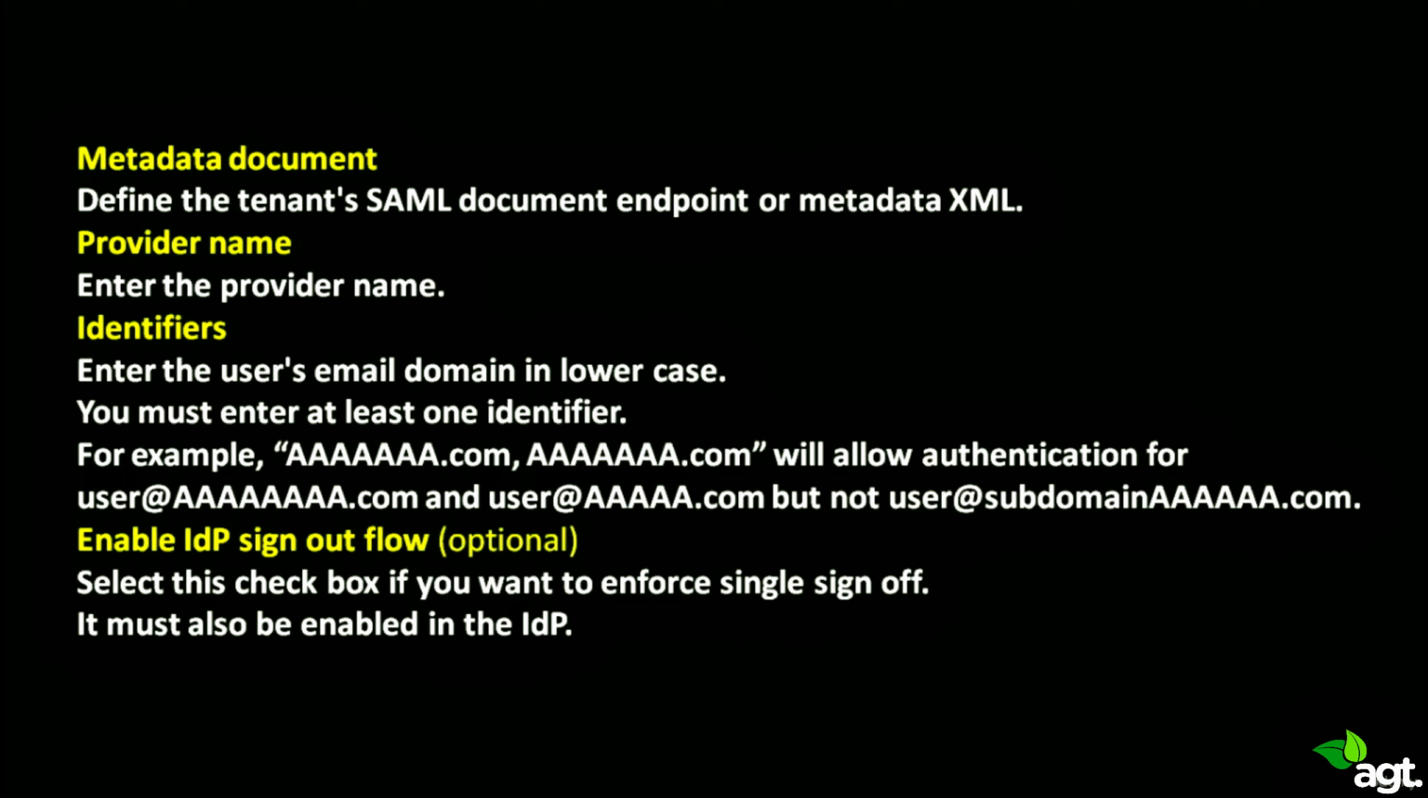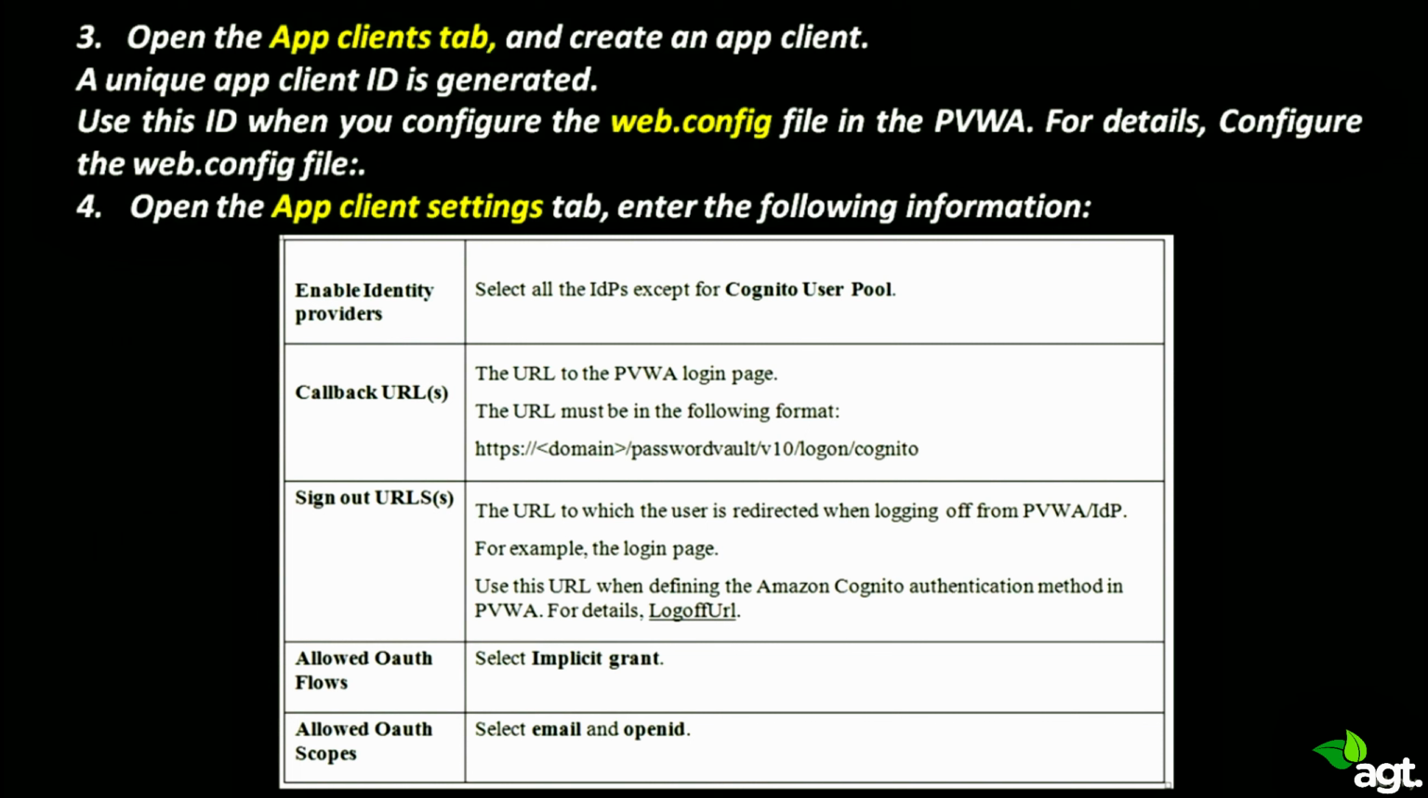Use your original website ID, enable the IDP and sign up flow in optional mode, and select the checkbox if you want to enforce single sign-off. It must also be enabled in the IDP. The third step is to open the app clients tab and create an app client. A unique app client ID is generated, and you use this ID when you configure the web.config file in the PVWA. For details, check out configuring the web.config file. Then open the app client settings tab and enter the following information. Number one is enable identity providers.